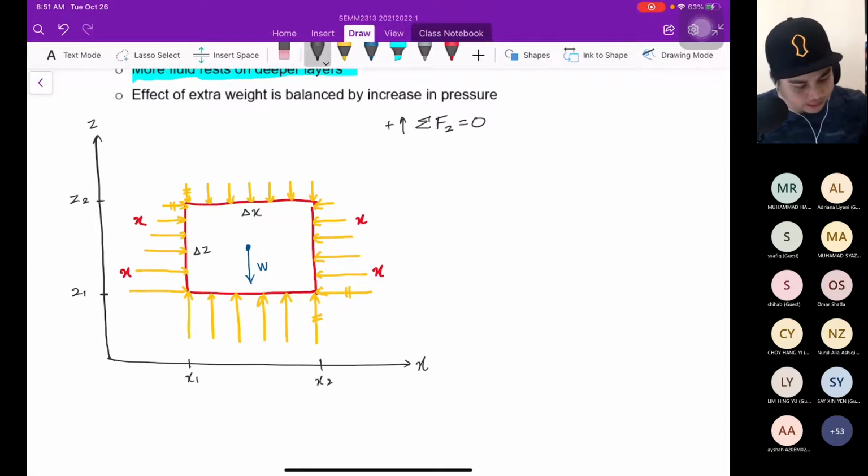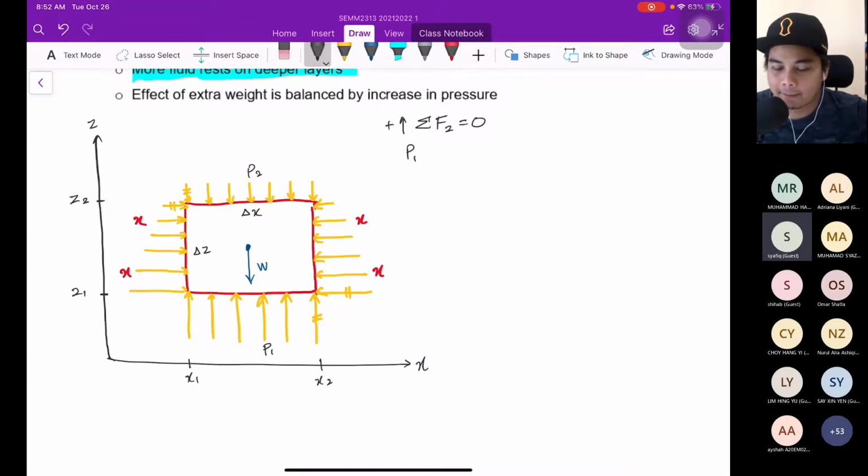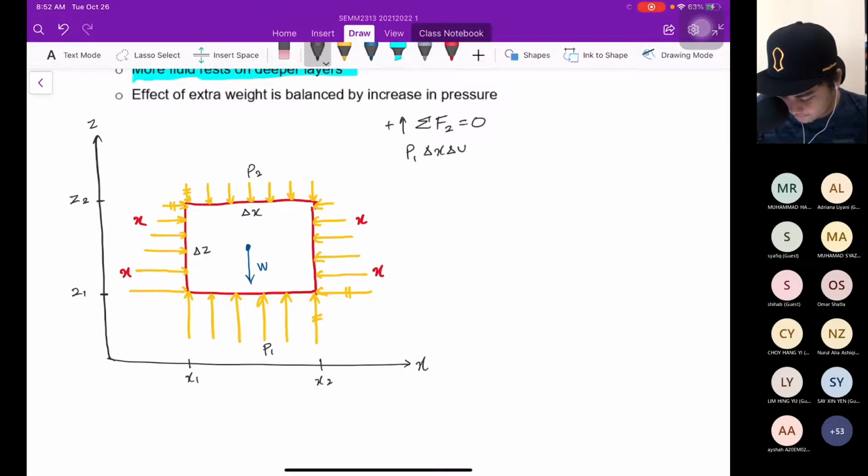What is the force in the Z direction? Of course, let's say this is P1 and this is P2. So pressure 1 multiplied by the area. What do you think of the area? Anyone would like to try? What is the area of P1? Delta X, delta Y. Yes, perfect. Even though I never showed you delta Y, you already know, yeah?